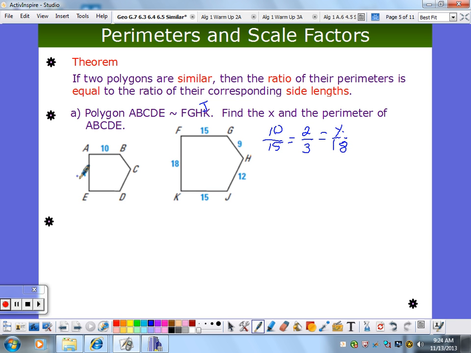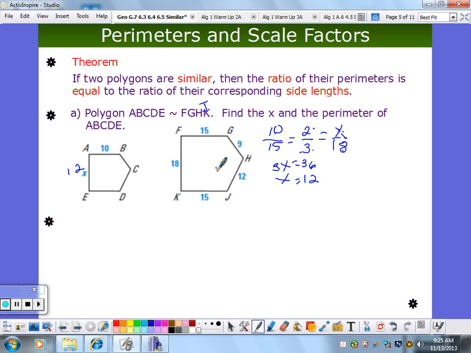How am I getting that? X to 18, corresponding sides here. So 3x equals 36. So what's x going to be? 12. Now how did I get that? Do you see how I got 2 to 3 to be my ratio? So that means that x to 18 is also 2 to 3. So I did 3 times x equals 18 times 2, which is 3x equals 36, and then divide both sides by 3.